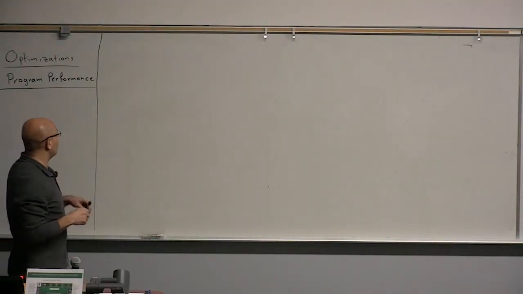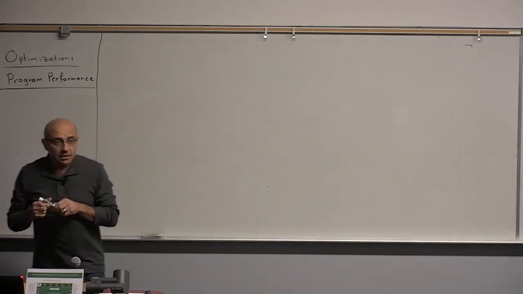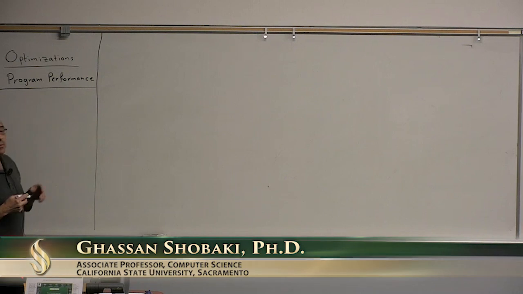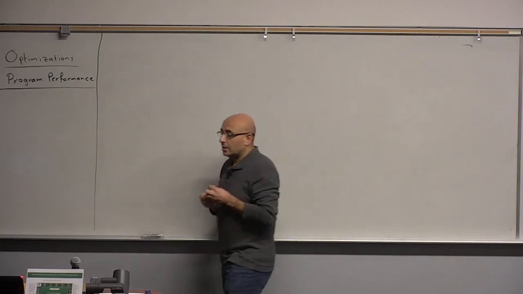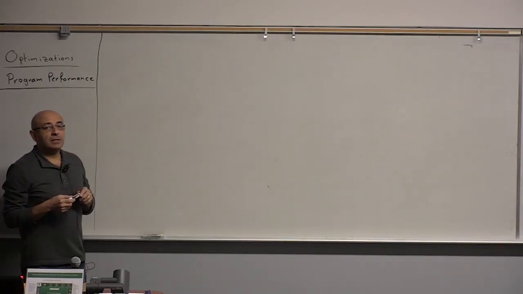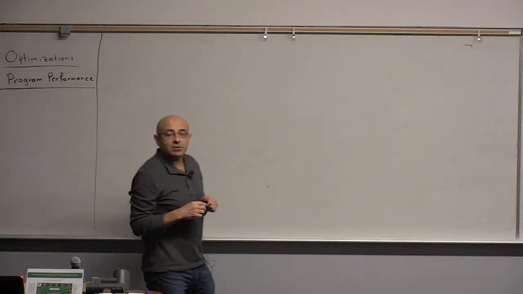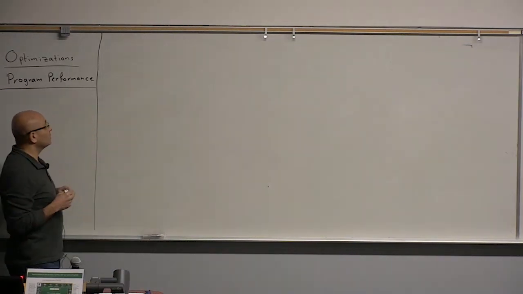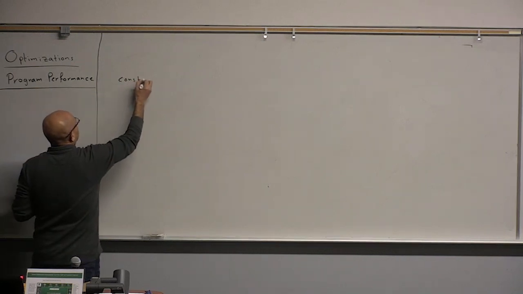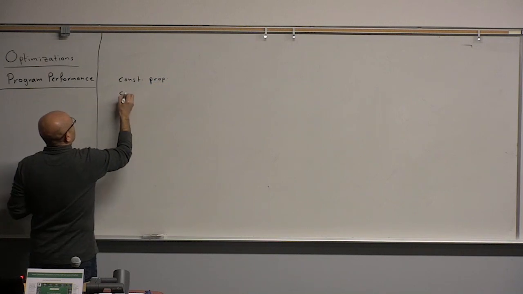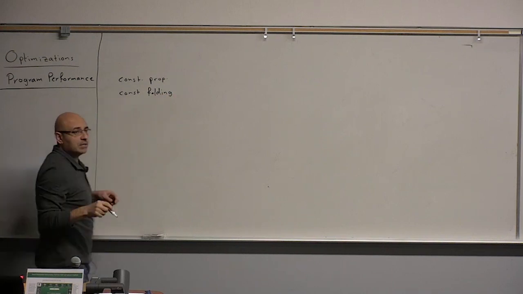So today we'll continue our discussion of compiler optimizations and optimizing the performance of a program. Last time we talked about multiple compiler optimizations. So let's see if we can remember them. Constant propagation. Constant folding. Function inlining. What's the difference between constant propagation and constant folding?